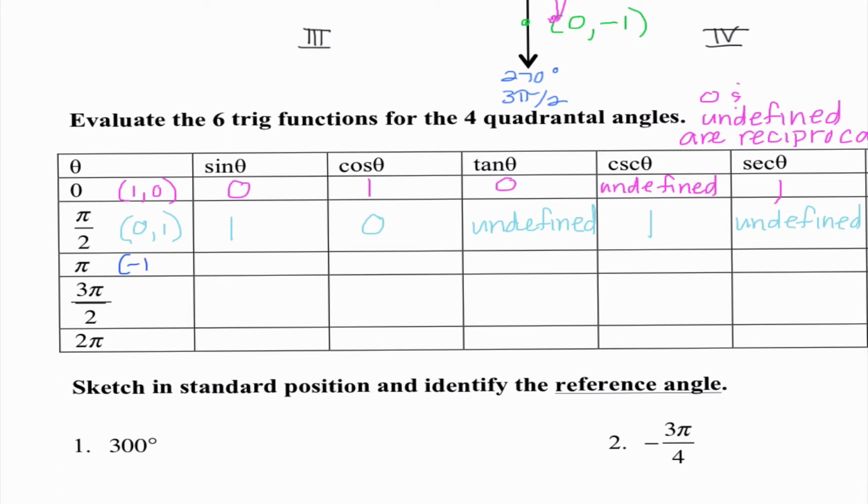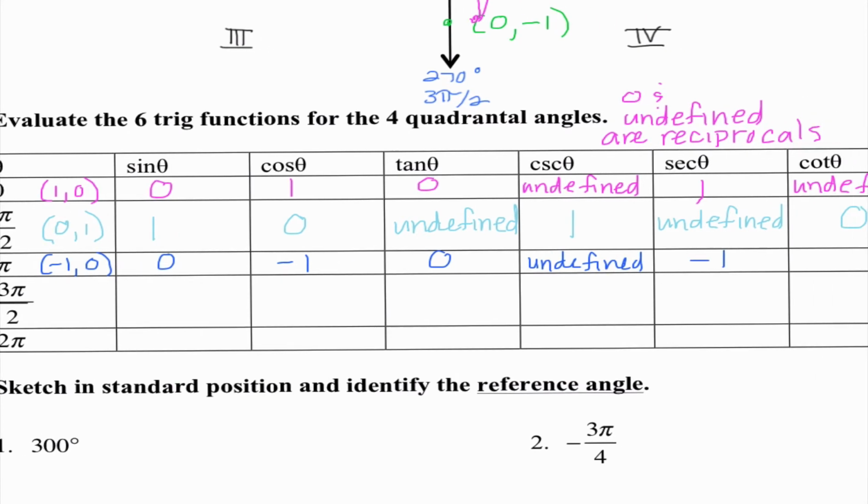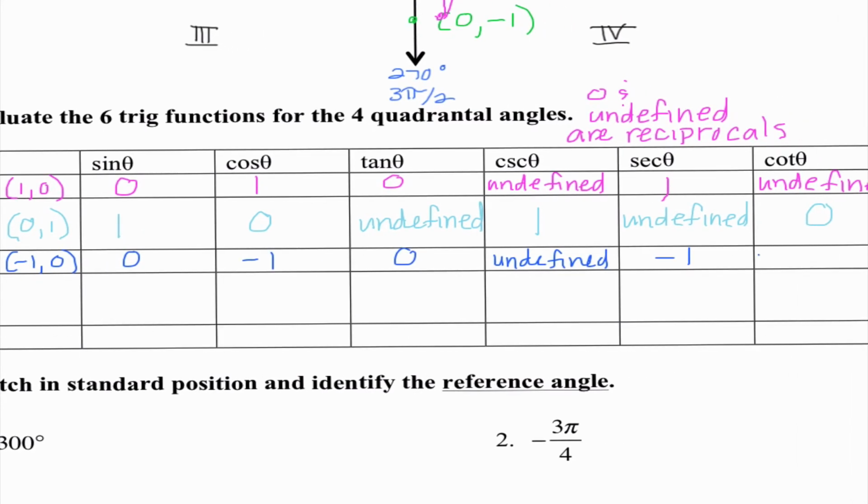Pi is (-1, 0), so sine is 0, cosine is -1, tangent is 0. Cosecant is undefined. Secant is -1, and cotangent is also undefined.